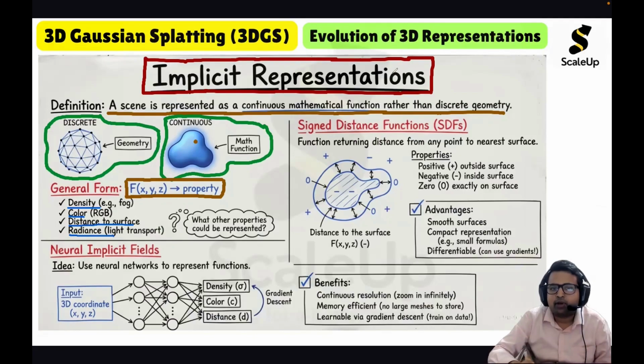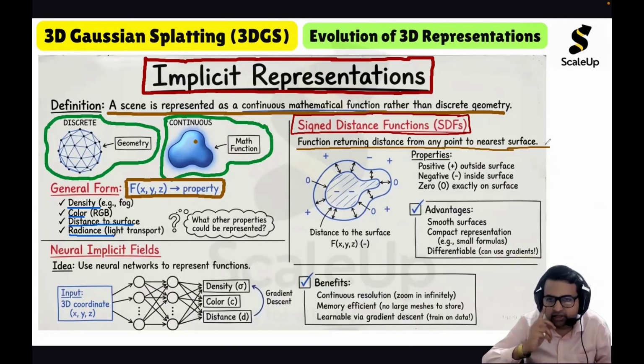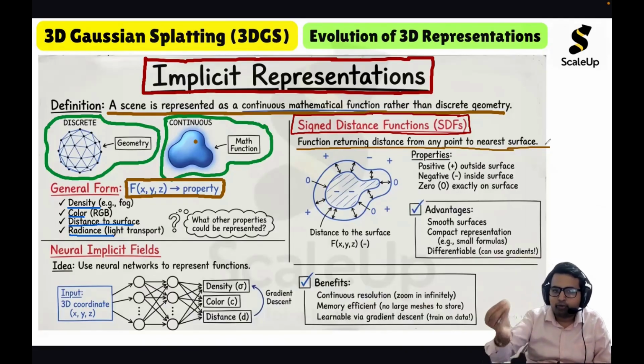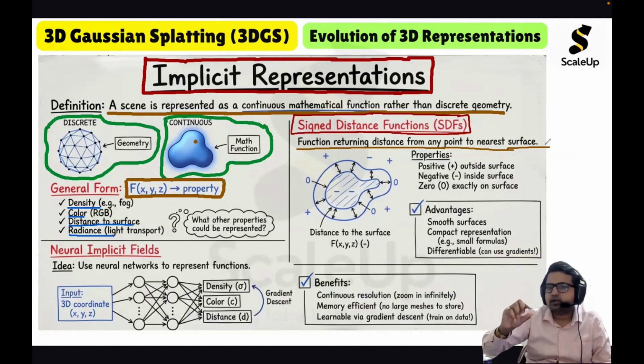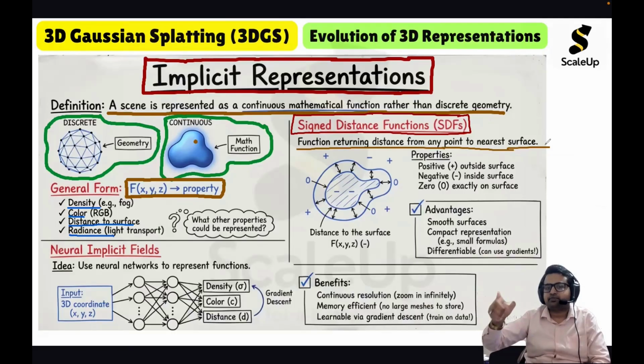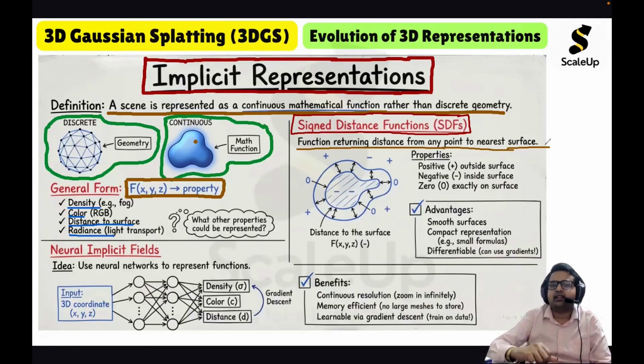We can look at one example of such a continuous mathematical function which can represent a 3D space, and that is signed distance functions. Now, what are signed distance functions? Let us understand that. A function returning the distance from any point to the nearest surface. What a signed distance function does is that you give it a point and it will return the distance of the given point to the nearest surface, along with the sign.